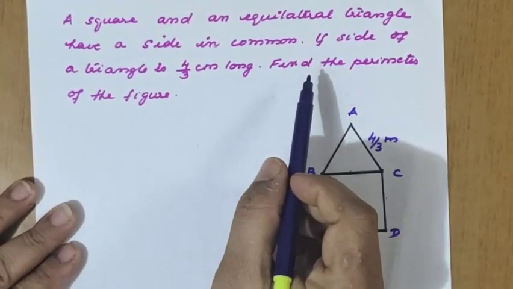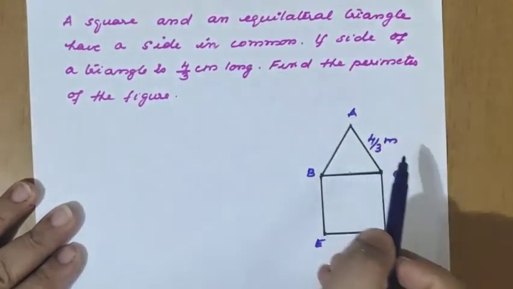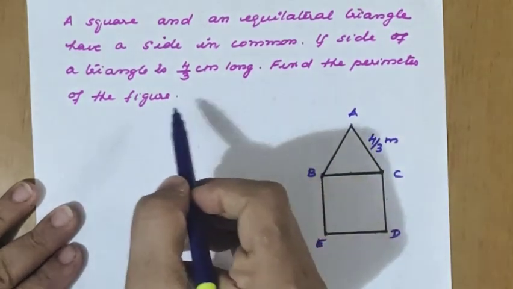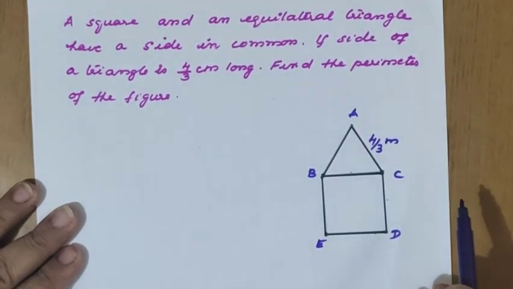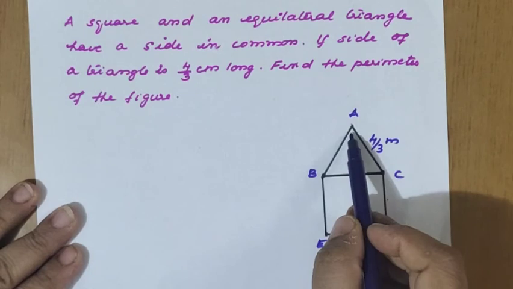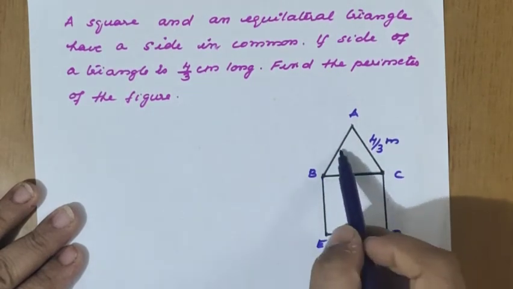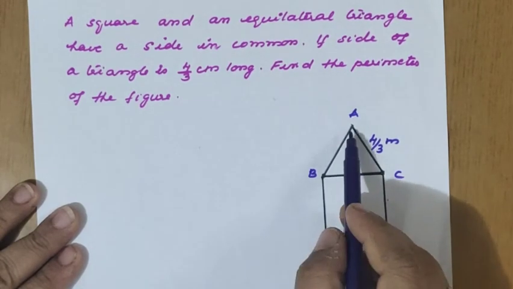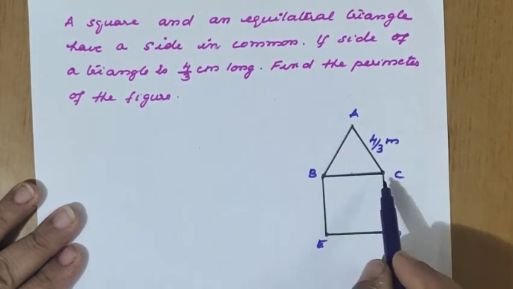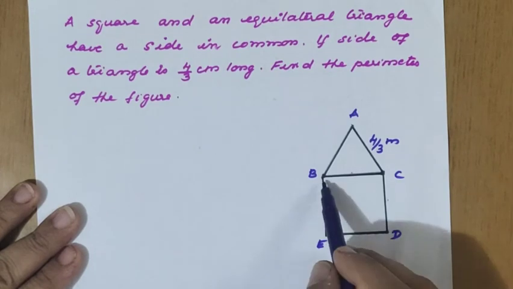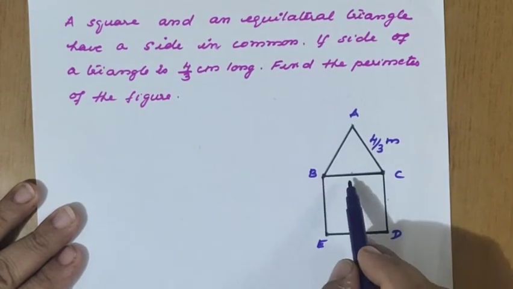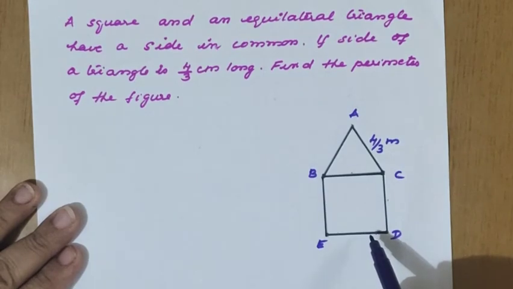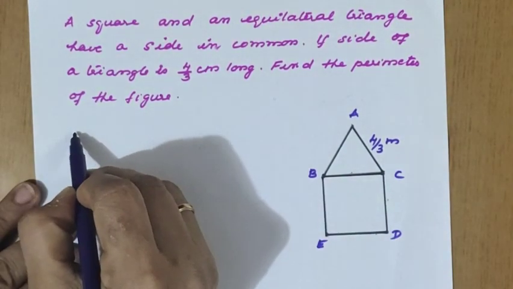A square and an equilateral triangle have a side in common. If the side of the triangle is 4 by 3 centimeter long, find the perimeter of the figure. What is the meaning of the perimeter? Sum of the lengths of the boundaries, outside the closed figure. That means AB, AC, CD, DE and EB. The common side will not come. Outside only we will take the perimeter, the sum of the sides, right?